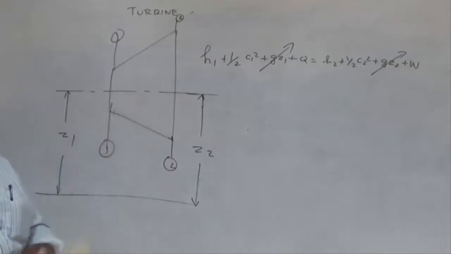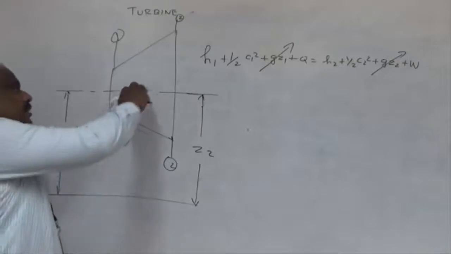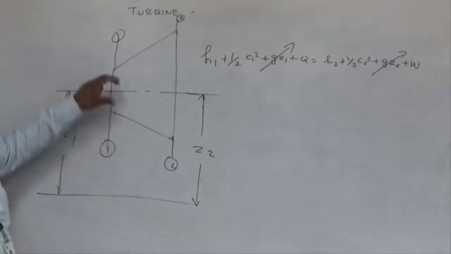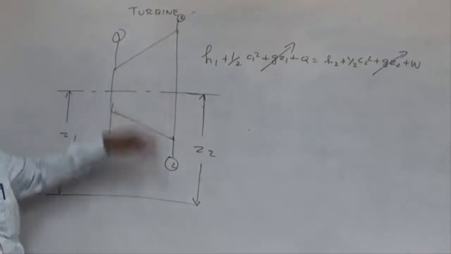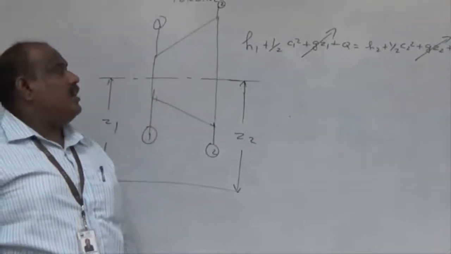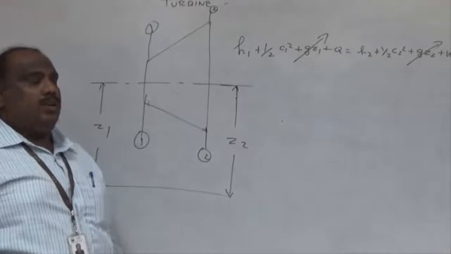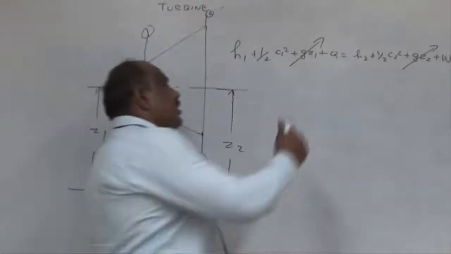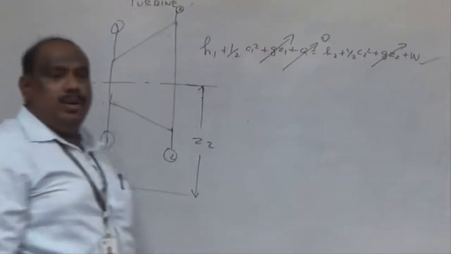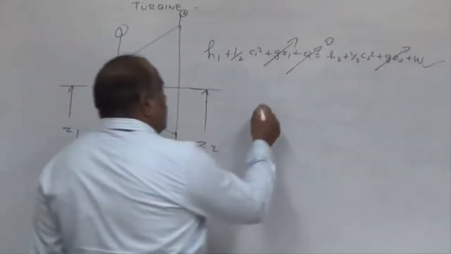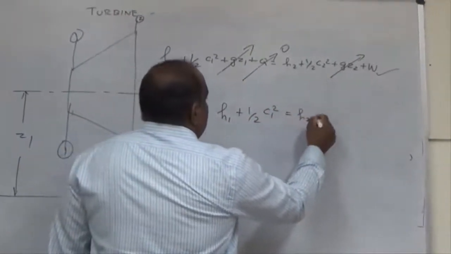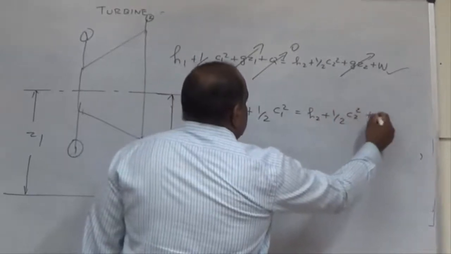We assume it's perfectly insulated. There is no heat loss from the turbine to the surrounding or from the surrounding to the system, because we want to convert the heat energy only into work. If you lose heat, then the production of work will get reduced. So in order to overcome that, we generally assume it is perfectly insulated. The intention of the turbine is to produce only power. So what about our expression now? H1 plus half C1 square is equal to H2 plus half C2 square plus W.